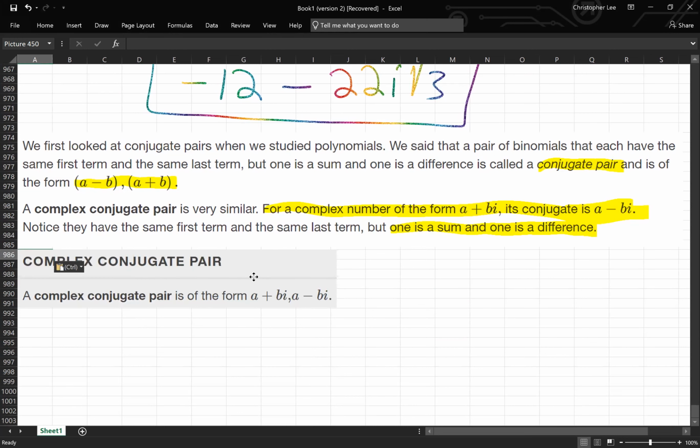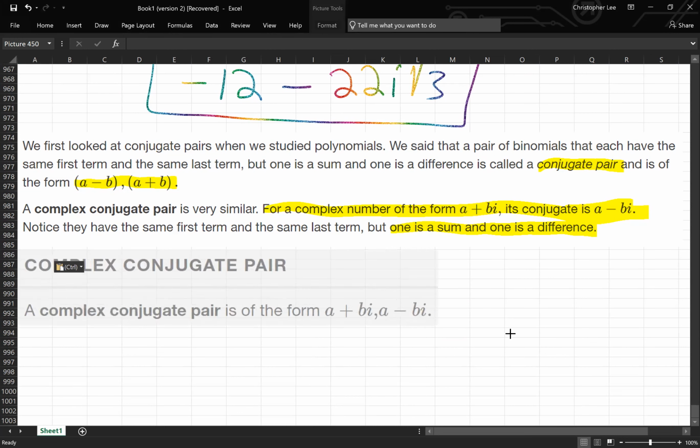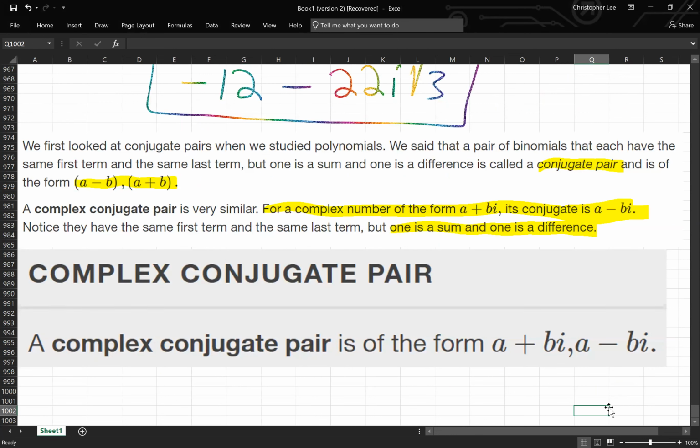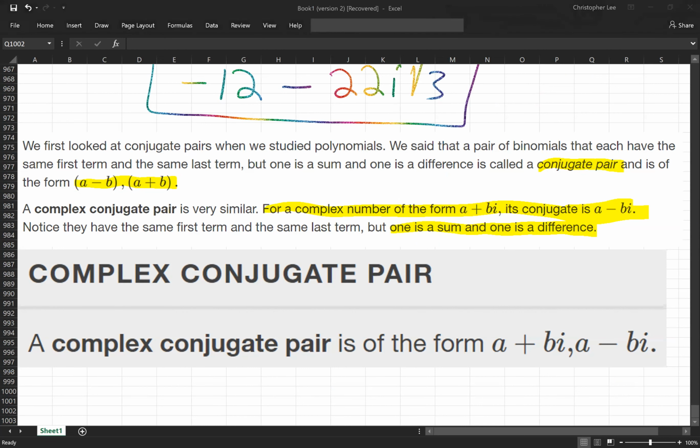For the same reason that we have from yesterday, it's illegal to have i's in the denominator, because that's a radical, and a radical is not allowed in the denominator. So a complex conjugate pair is of the form a plus bi and a minus bi. All right, so let's take a look.